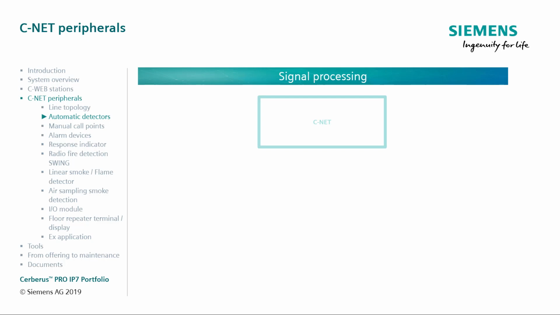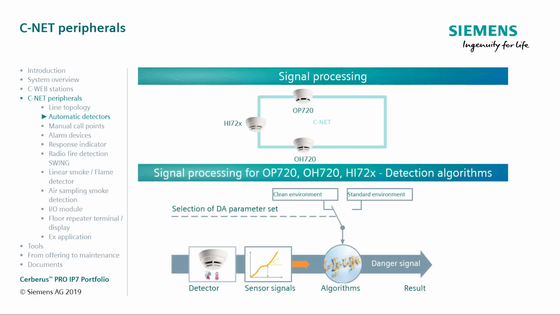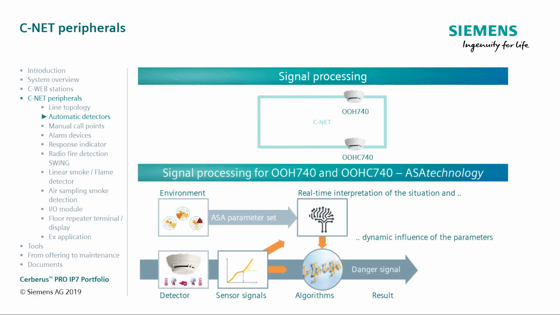The following overview highlights the differences between two detection methods. The first method involves the detection algorithms for the indicated detectors. The sensor measures the fire phenomena, reduces them to mathematical components, and sends them to the programmed algorithms. The algorithms can be influenced by the choice of parameter set depending on the ambient conditions.